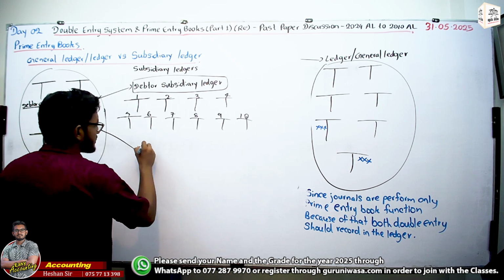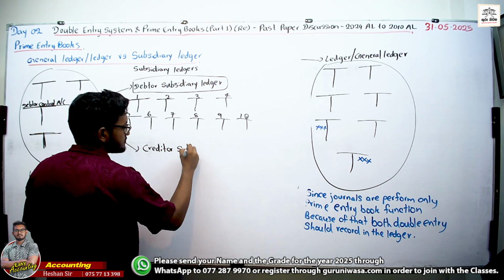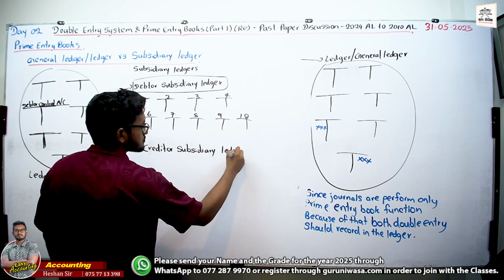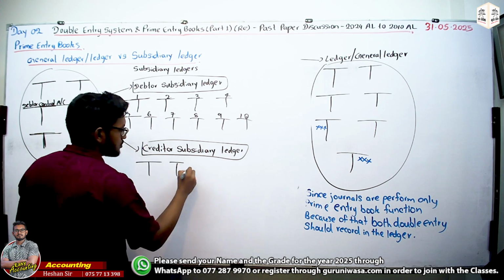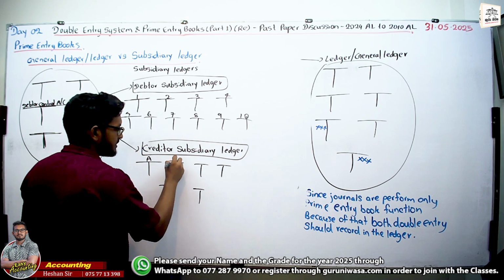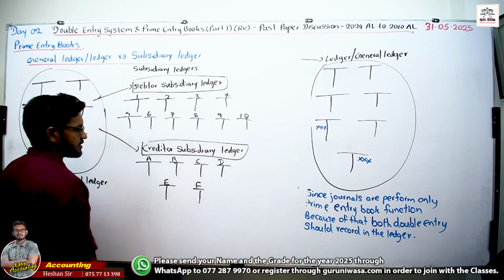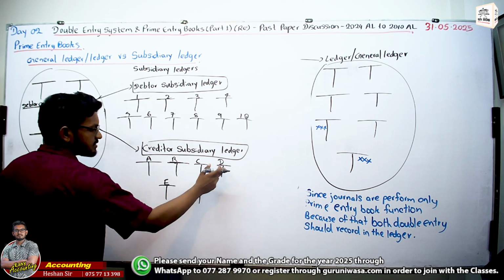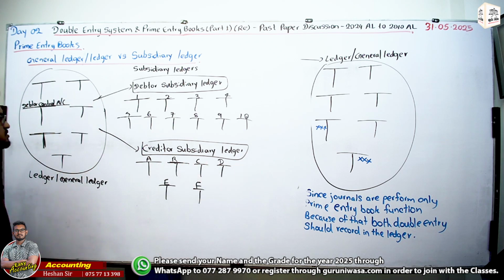And we can take the creditor subsidiary ledger. Think there are 1, 2, 3, 4, 5, 6 creditors. I'll take A, B, C, D, E, and F. When we purchase goods from creditors, our liability increases, so we credit the creditor accounts.